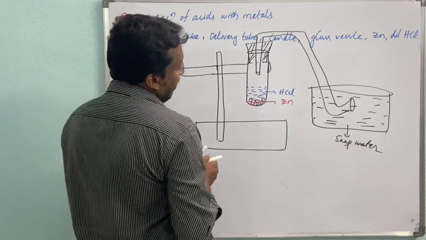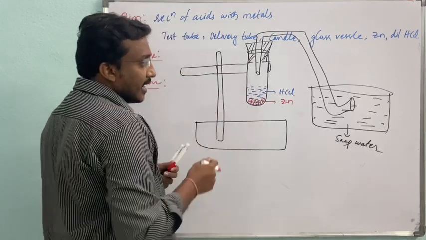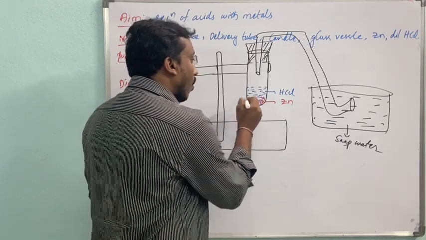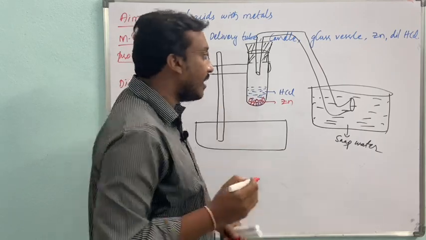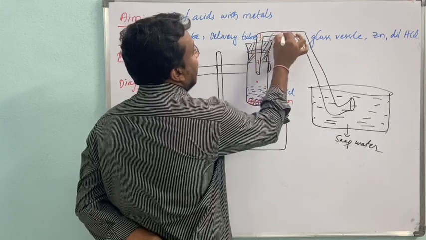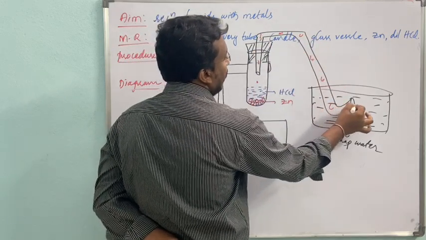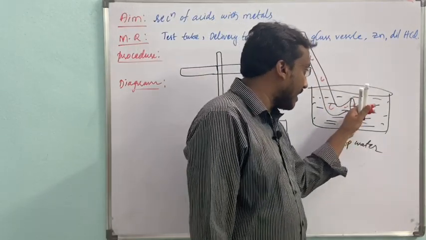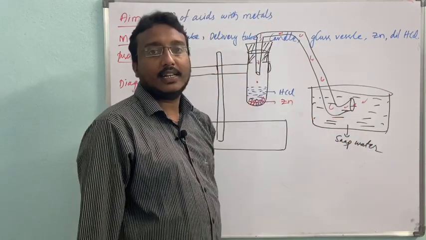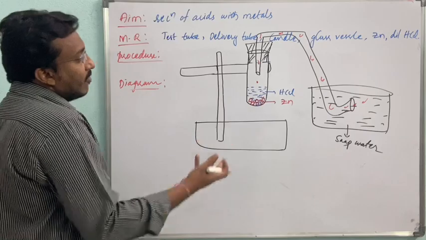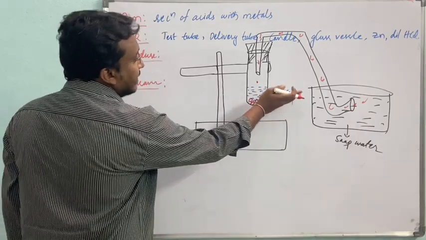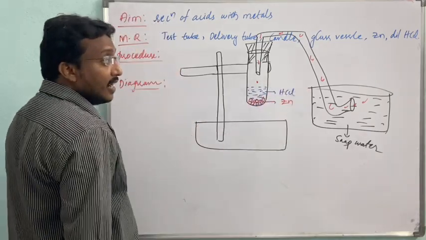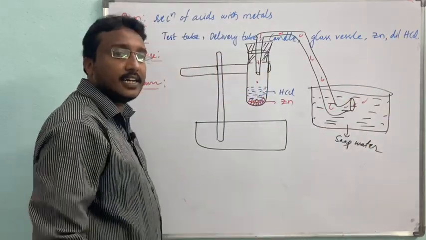When we added zinc granules, we noticed gas bubbles on the zinc granules, and the gas is released through the delivery tube into the soap water and forms gas bubbles in the vessel, right? Then we found that when metals react with acids, or when an acid reacts with a metal, it releases a gas.